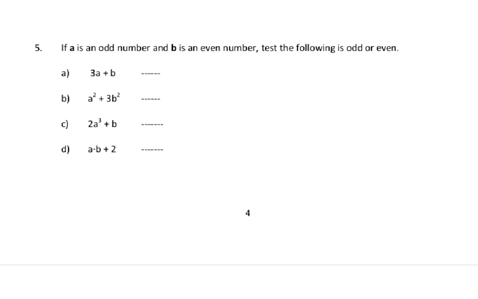Okay, in question 5 we've got A is odd and B is even, and we're going to test if the following are odd or even. So we look here at part A. The important term here is 3A.